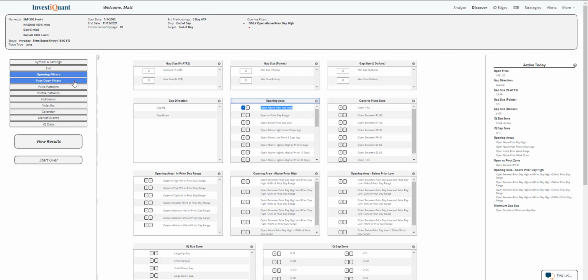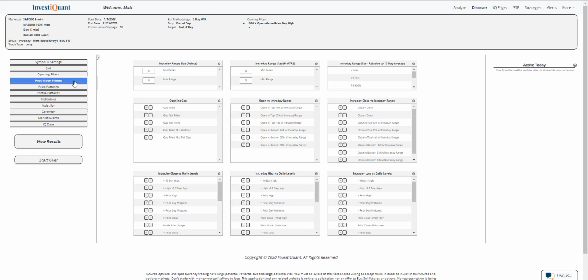Next, I'm going to go into the post-open filters and say that as of the time of entry, we are trading in the bottom half of the intraday range, and that's going to be coming from this intraday close versus intraday range. I'm going to go equals next to close in bottom half of intraday range. And I'm also going to say that the intraday close, which is the 3 o'clock price, is also below Friday's closing price. So I'm going to grab that from intraday close versus daily levels. I'm going to hit equals for below prior close.